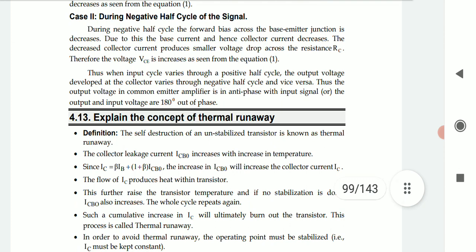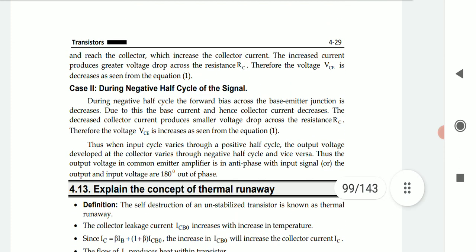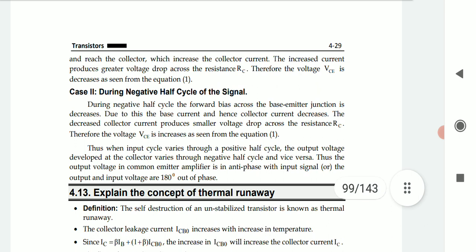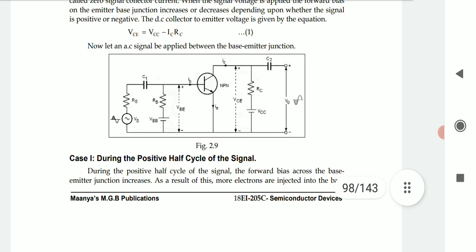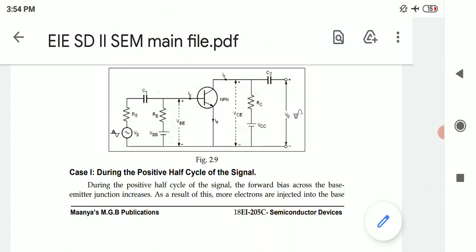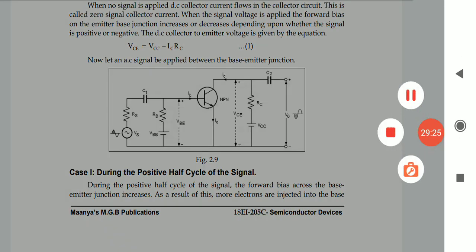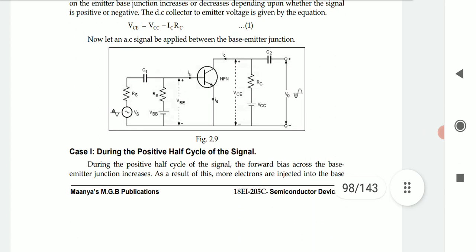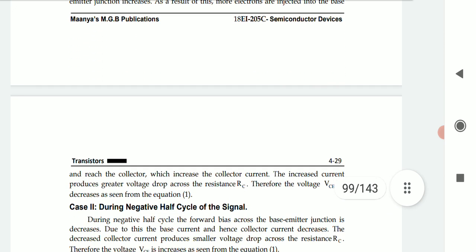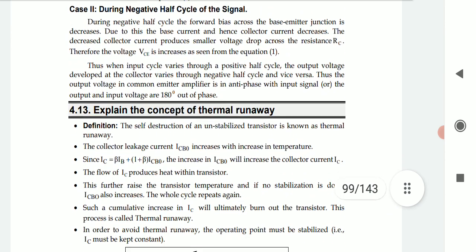This is the working principle of the common emitter amplifier circuit. This is very, very important. This circuit you must remember. You can find this common emitter amplifier anywhere in analog electronic circuits. So, it is a very, very important circuit in analog electronics.